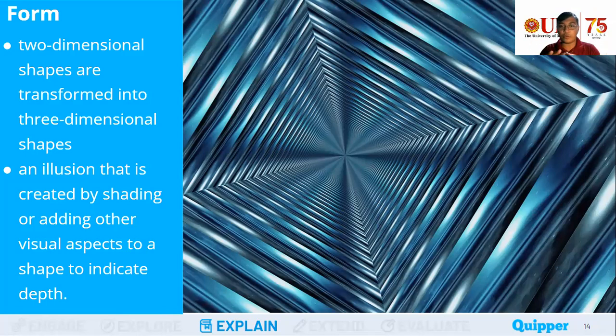Okay, so di ba katong mga ponyo nga cartoons, inato naman to siya, no, 2D siya. So gi-transform siya in 3-dimensional shapes na siya. Mura na siya, feeling ni mo, na siya yung mga sides. So, an illustration created by shading or adding other visual effects to a shape to indicate depth.